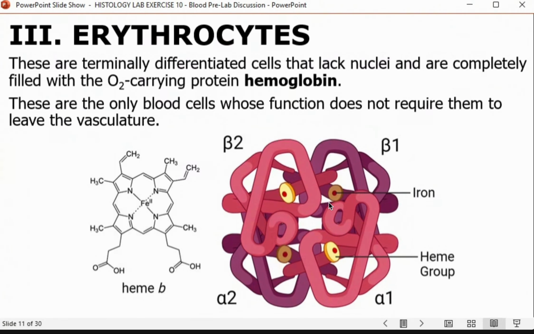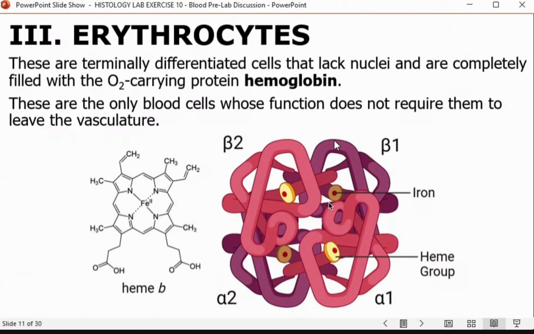So let's talk about your formed elements. We'll start with the most numerous of them. This is your erythrocytes. Your erythrocytes are terminally differentiated cells. When we say terminally differentiated, it means they are so well developed that they lose their ability to proliferate. They are so developed into a certain function that they do not accomplish any other functions anymore.